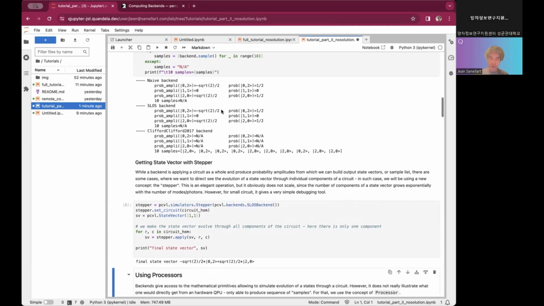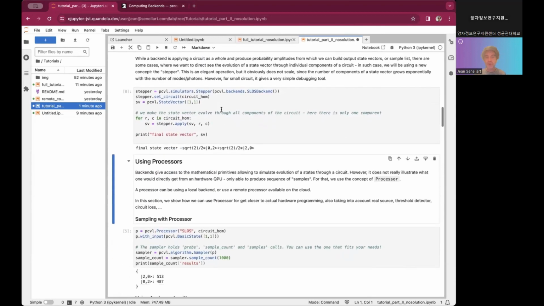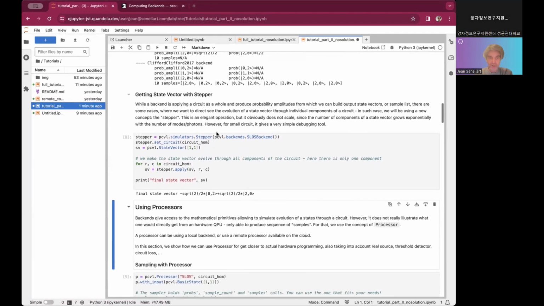So these are the two tools you have that are kind of mathematical, but we'll be more interested now in looking at more physical simulation. And for that, we need to take processors. Why do I say that this is physical? Because the processor is exactly behaving as a QPU. The backend is not pretending to act as a QPU. You cannot model loss, you cannot model anything with the backend. It's just a mathematical tool that you have here.